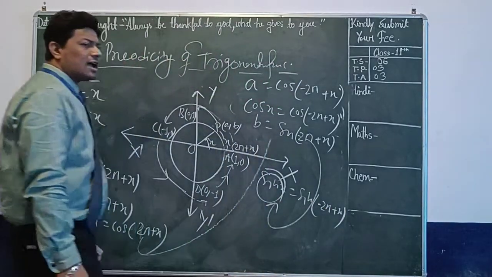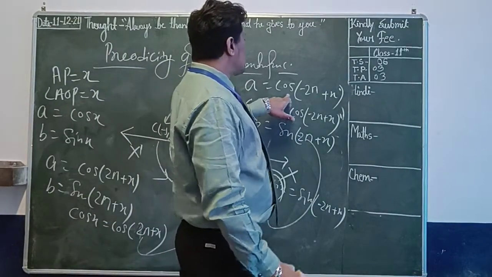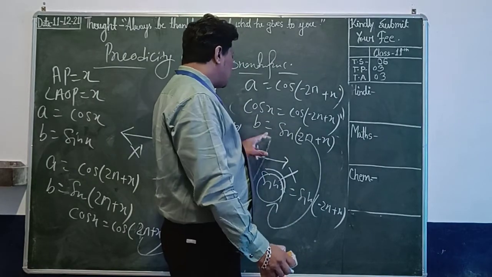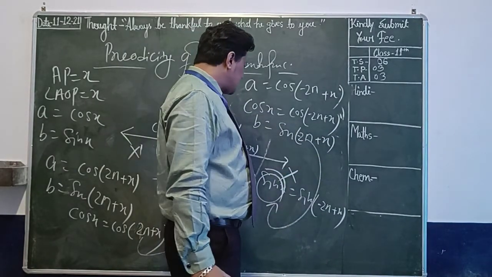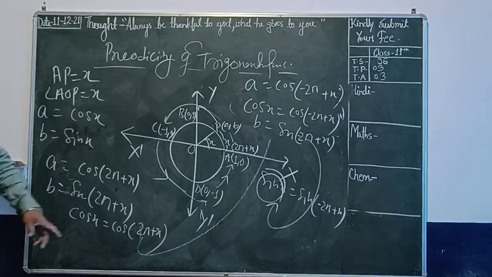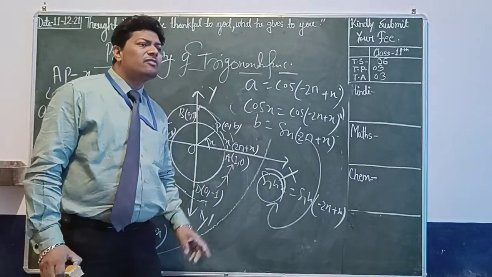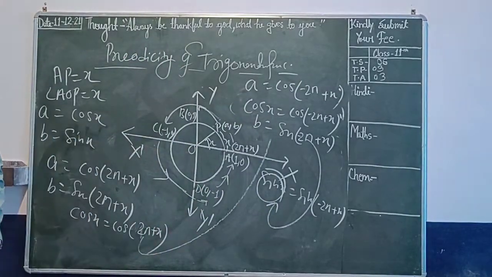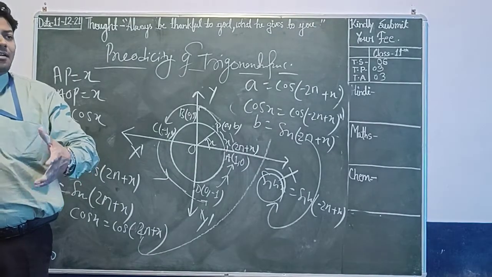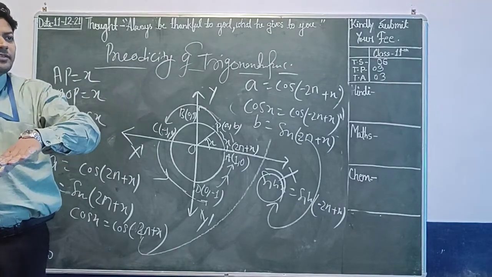The value of b will be sin x equal to sin of minus 2 pi plus x. Is it clear? Here a equal to cos of minus 2 pi plus x, so cos x equal to cos of minus 2 pi plus x, and b equal to sin of minus 2 pi plus x, so sin x equal to sin of minus 2 pi plus x. So sin is a periodic function and cos is also a periodic function. If you increase or decrease by 2 pi, the same observation comes.